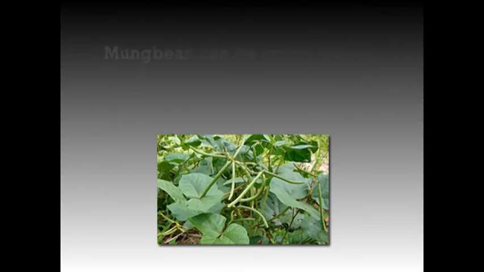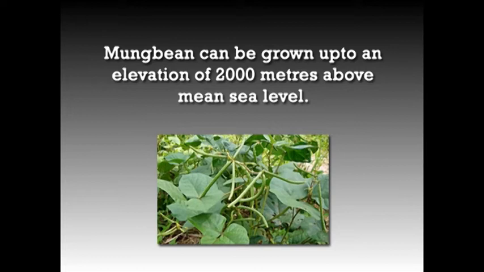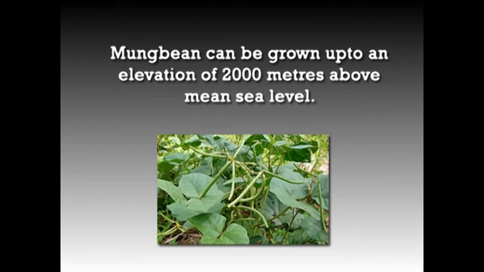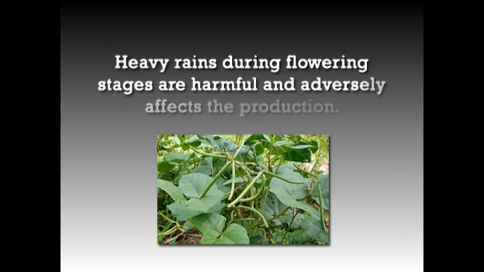Mungbean can be grown up to an elevation of 2,000 meters above mean sea level. Heavy rains during the stage of flowering are harmful and adversely affect the production.